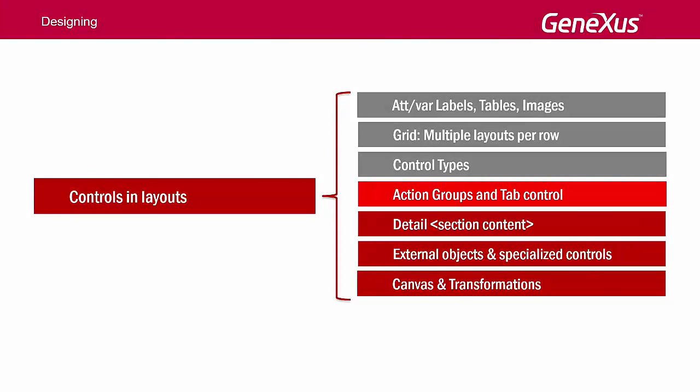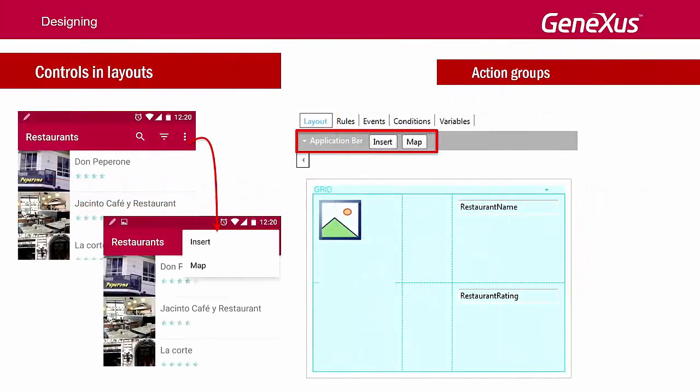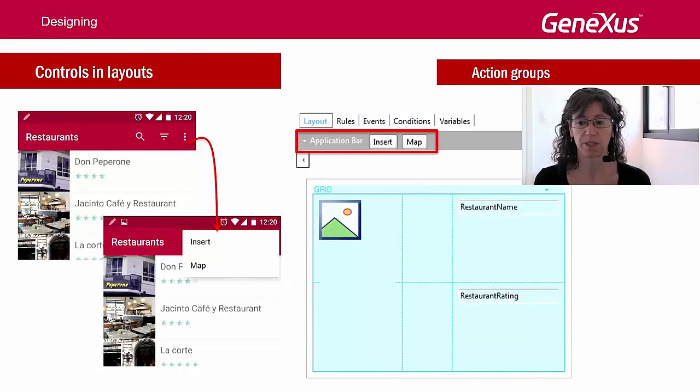Now let's talk about the next topic. The elements displayed in the user interface (UI) of a mobile application are usually driven by actions. These actions are displayed to the end user in different ways: images, buttons, or standard action bars. An action group is a UI element used to group actions, which can be shown dynamically on the screen. By default, every layout includes an action group called application bar.